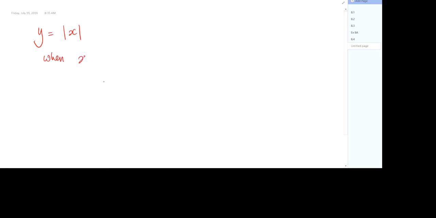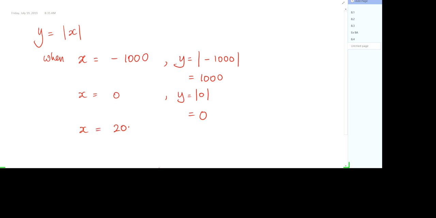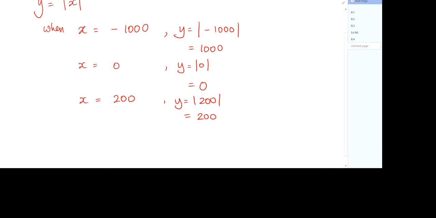When x equals to -1000, y equals to modulus of -1000 to give us 1000. When x equals to 0, y equals to modulus 0, which gives us 0. When x equals to 200, y equals to modulus 200, which gives us 200. So this is how modulus works. Whatever is negative, it becomes positive. The magnitude stays the same.